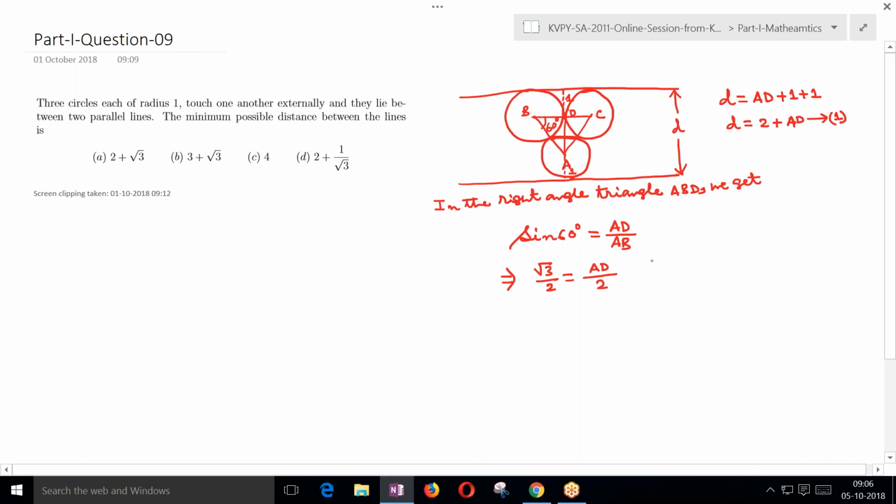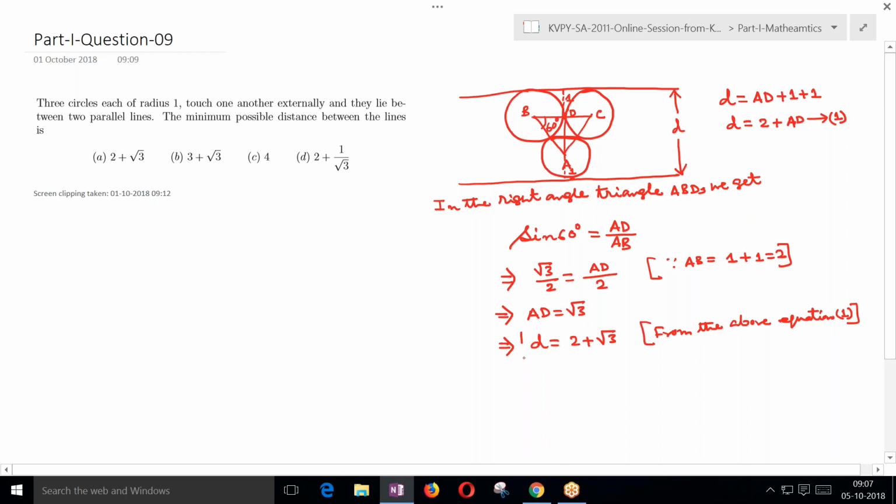Now as the value of AD is equal to root 3, we apply the value of AD equal to root 3 in the equation 1. That implies D is equal to 2 plus root 3 from the above equation 1. And so we get the required distance between the two parallel lines. We get 2 plus root 3, and we get the option A as the correct option.